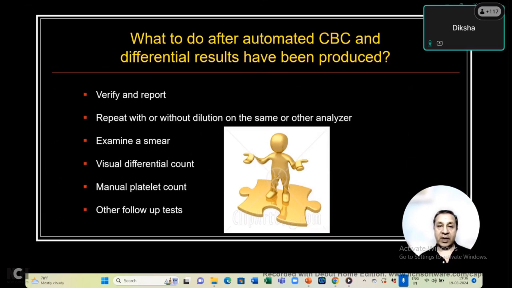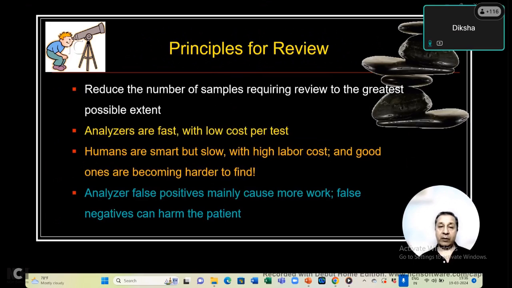So after a classical, automated complete blood counting and the differential results that have been produced, what do we do? We generally verify a report. We might again do a dilution on the same or the other analyzer. We might examine a smear, maybe do differential counting, or go ahead with maybe alternate testing that might be required. So the principles of review are: we want to reduce the number of samples requiring review to the greatest possible extent. We want the analyzers to be fast with as low a cost per test as possible.